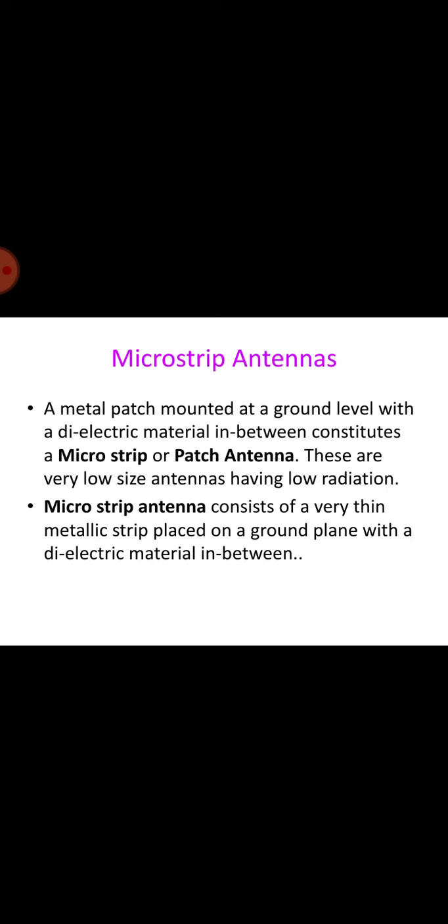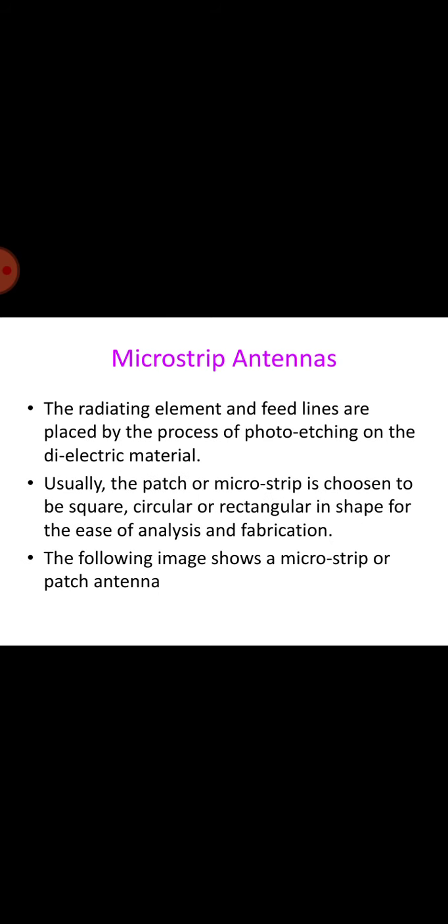A metal patch mounted at the ground level with the dielectric material in between constitutes a microstrip or patch antenna. These are very low size antennas having low radiation. A microstrip antenna consists of a very thin metallic strip placed on a ground plane with the dielectric material in between. The radiating element and field lines are placed by the process of photo etching on the dielectric material.